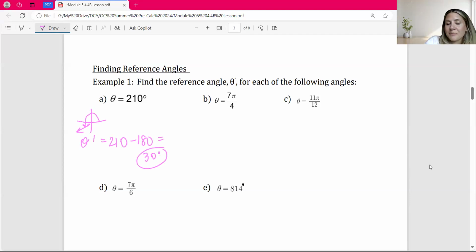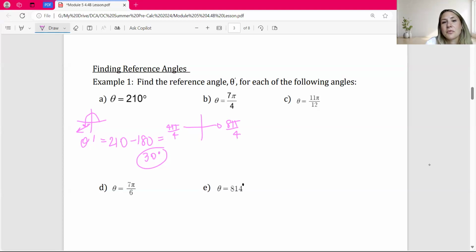Let's check out B. Notice now we're in radians, so we're practicing drawing an angle in radians. I know this is 0. I know halfway around the unit circle is pi, and in this case, it's going to be 4 pi over 4. If we're going to think about a common denominator to make this all make sense, I know one full revolution around the unit circle is 2 pi. If I get a common denominator here, that means it's 8 pi over 4, right? Because 8 pi over 4 is the same thing as 2 pi.